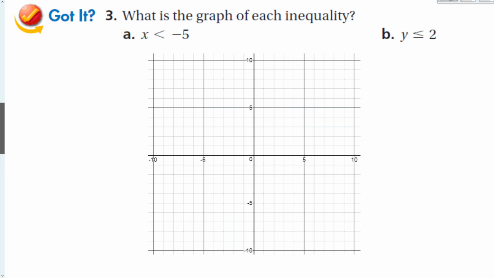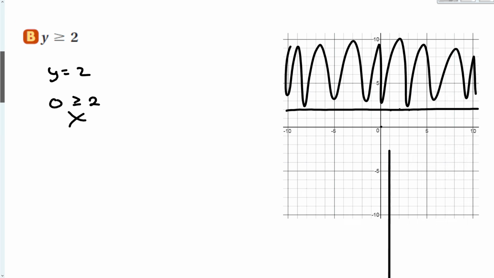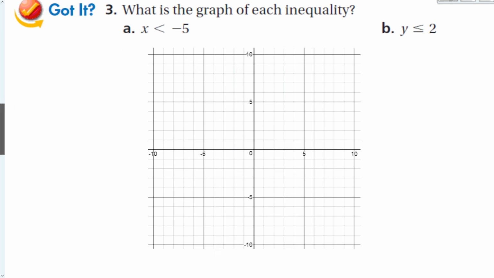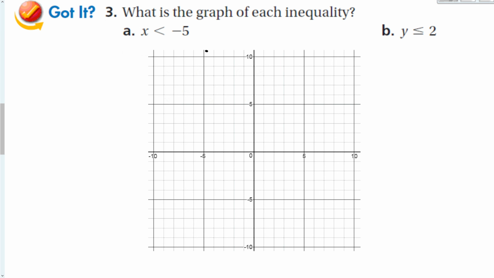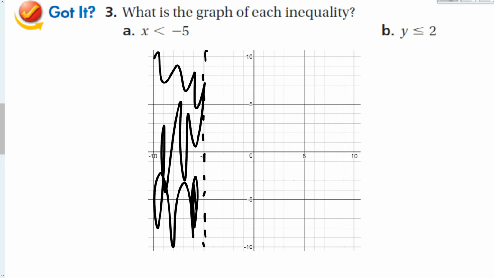And let's finish our got it problem. X is less than -5. So we are going to go with a dotted line at -5. And less than, I want X to be getting lower. 0 is not less than -5, so I don't want to cover in 0, so we're going to cover in this area right here.